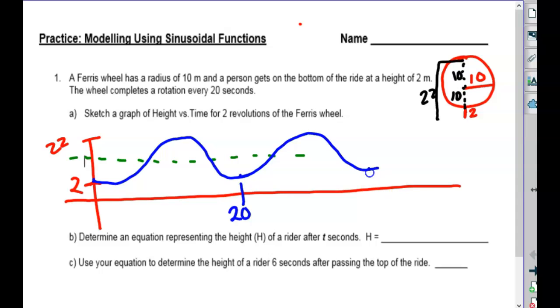So what would be this point out here at the end? We'd be back at 40, 2. All right, good enough for me. Determine an equation.